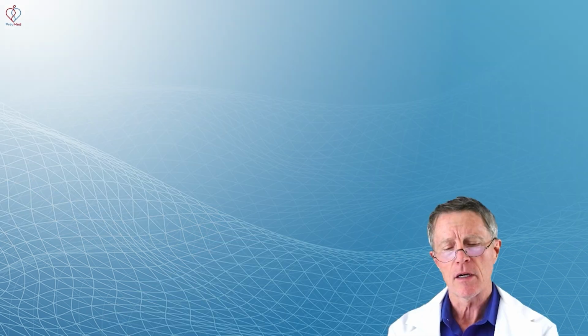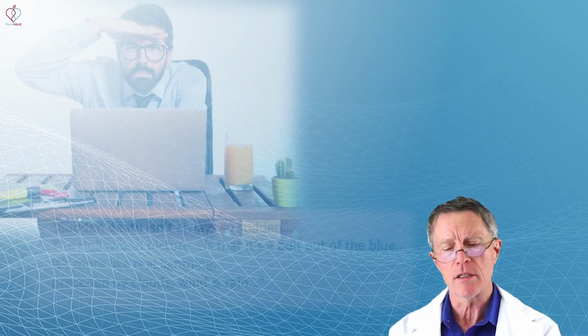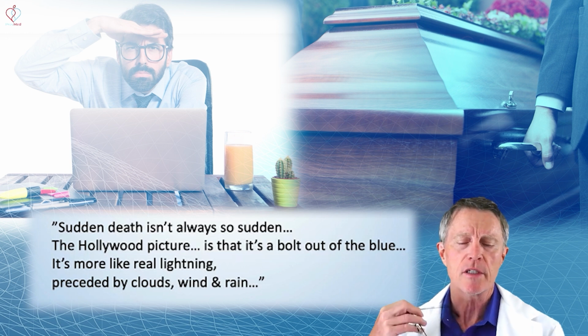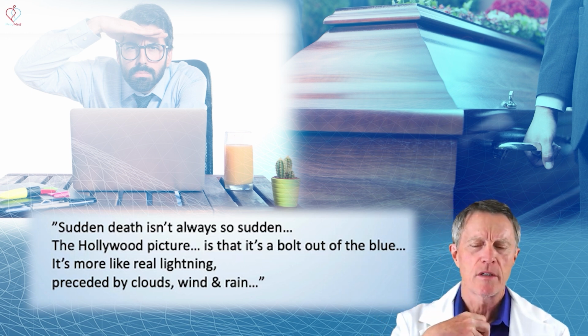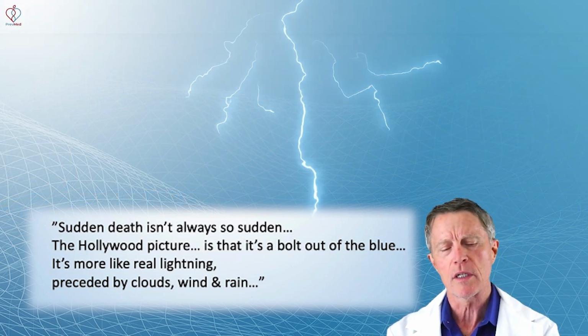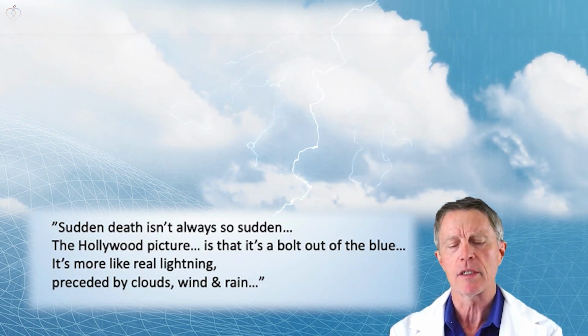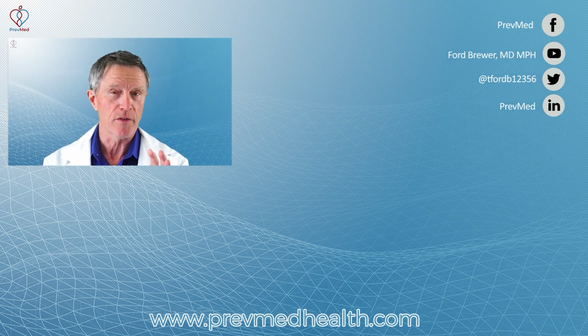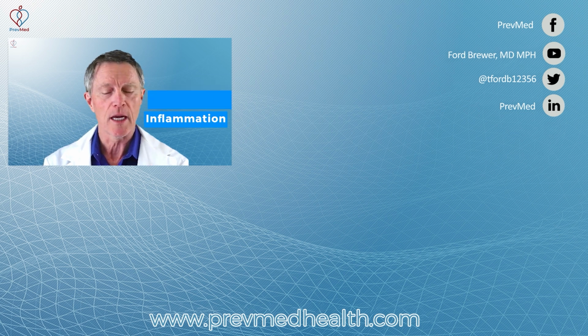Here's the thing, Harvard Health and many others have said, look, sudden death is not always so sudden. The Hollywood picture that it's a bolt out of the blue is not realistic. It's more like real lightning, preceded by clouds, wind, and rain. Stop that metabolic storm before the lightning strikes. And here's where that metabolic storm comes from. It's inflammation, and it has to do usually with prediabetes.